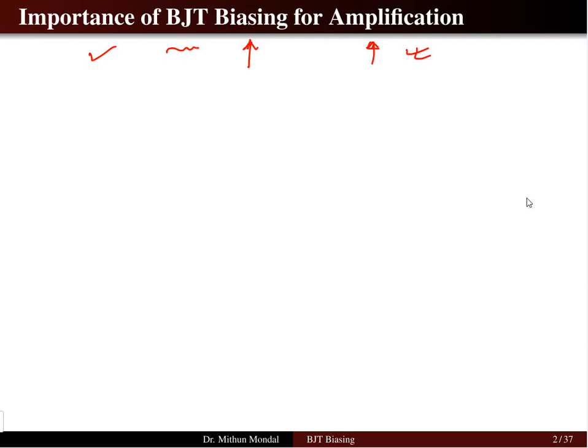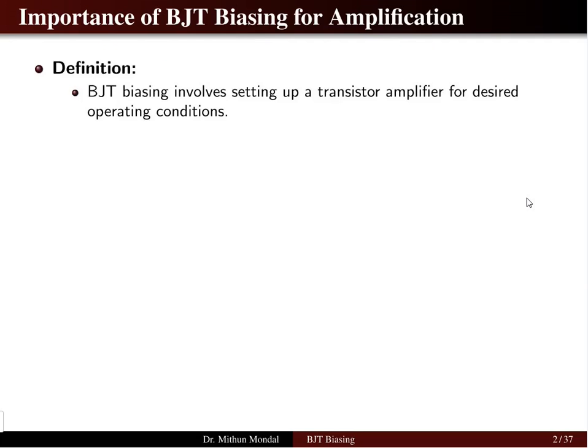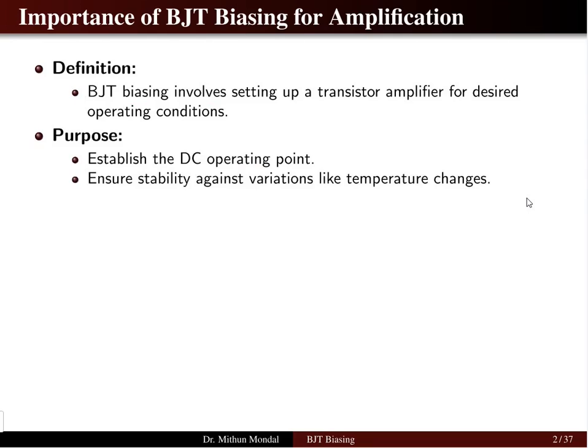So let us discuss what is the concept of biasing. The definition goes like this. BJT biasing involves setting up a transistor amplifier for desired operating conditions. So we will be setting the conditions where the amplification process will be effectively carried out, and this will be done with the help of applying a DC supply to the different terminals of the BJT. So what is the purpose? It will establish the DC operating point and it will ensure that the stability variations do not take place due to the temperature changes.